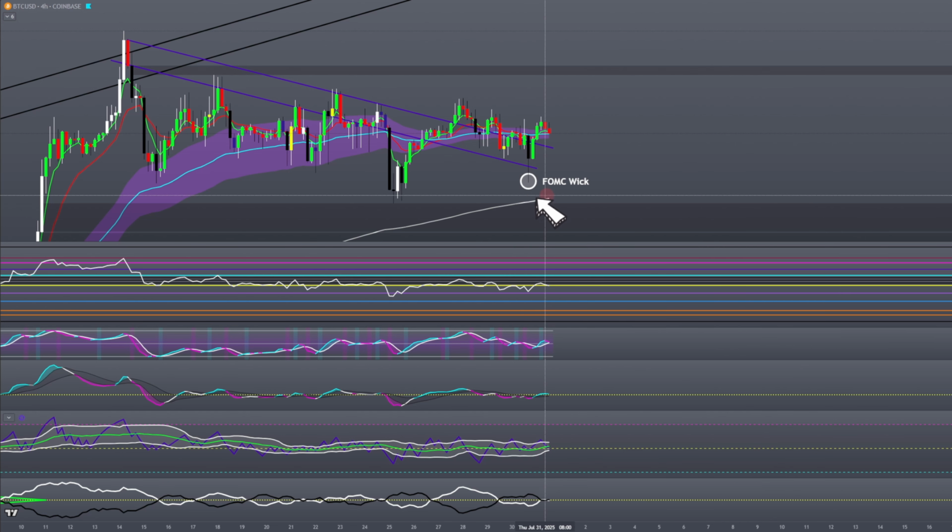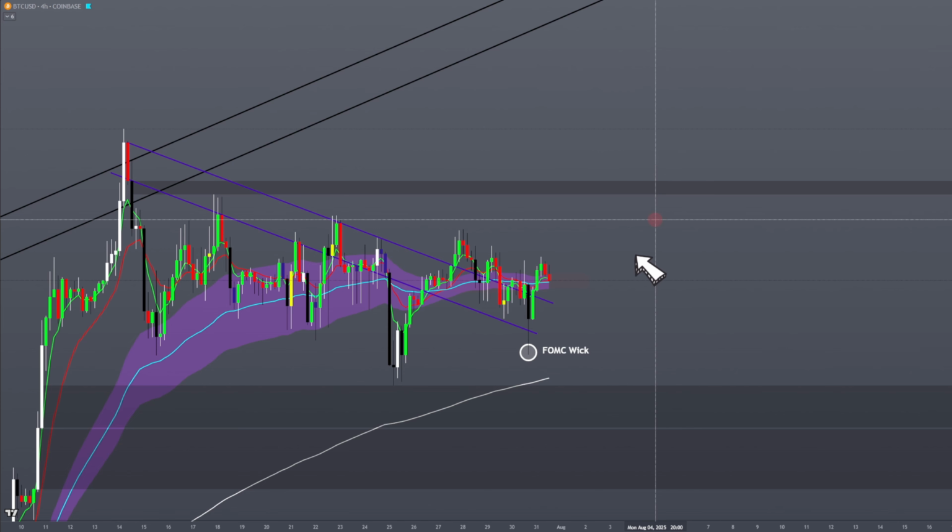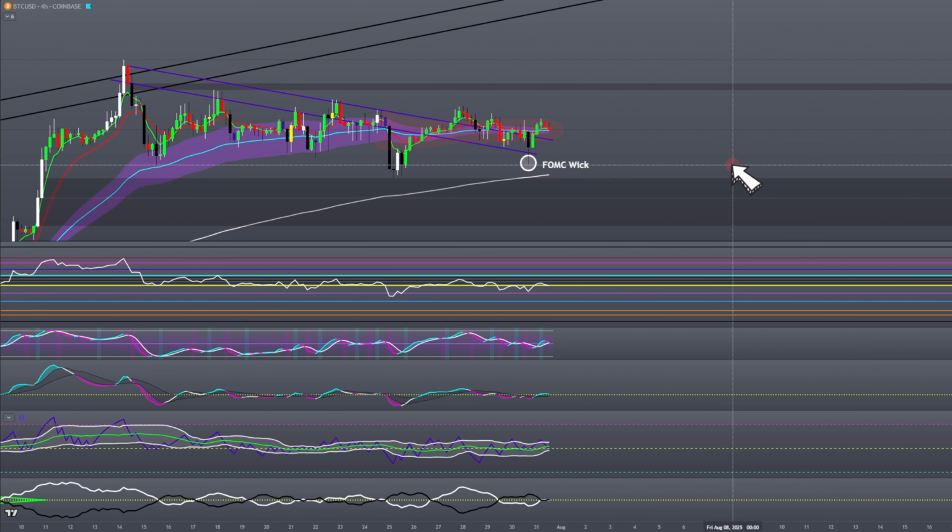But here you can see we saw this FOMC wick on Bitcoin. There's this descending, what was resistance zone so far. It's been flipped into support so far. The FOMC wick and candle close held that. We've seen a bounce back above that resistance zone, also above the 50 EMA. I think that's quite important to hold at this point. You can see here that the band has been gradually compressing and converging in on that 50 EMA.